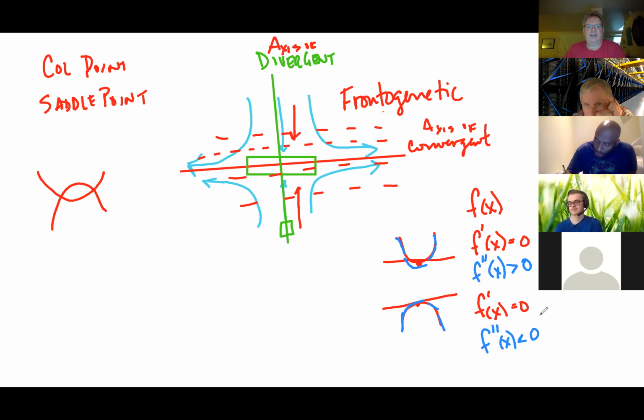So look at this saddle that's over here. Do you understand the saddle is both a max and a min at the same point? That's what makes it a col point.